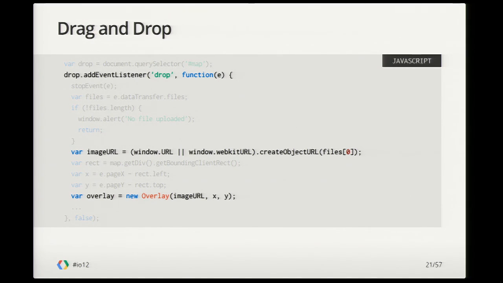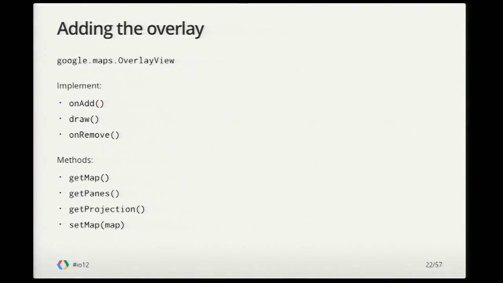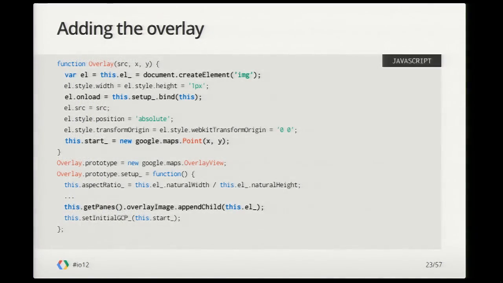So we create an object URL, which gives us a URL to the local file system, and create a new overlay at the X and Y coordinates that the user dropped the image. To add the overlay to the map, we use a Google Maps overlay view. This is a class where you implement these 3 methods, onAdd, draw, and onRemove. Draw essentially is called when the overlay should be re-rendered. And getMap, getPanes, and getProjection are really useful to render the overlay.